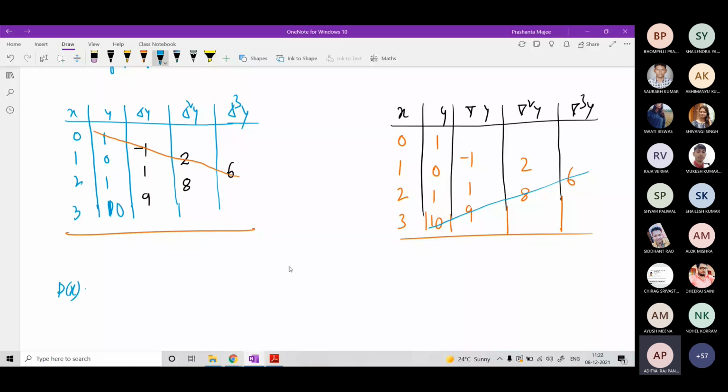What is P of X? In forward difference, it is starting from Y naught. What is Y naught? So you name these elements: X naught, X1, X2, X3. This is Y naught, Y1, Y2, Y3. This will be delta Y naught, del square Y naught, and this will be del cube Y naught. And if it is X3, this will be Y3, this will be nabla Y3, nabla square Y3, nabla cube Y3.